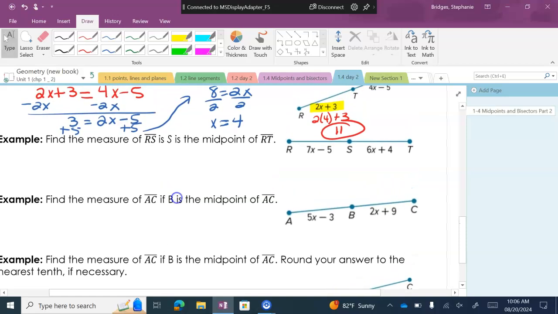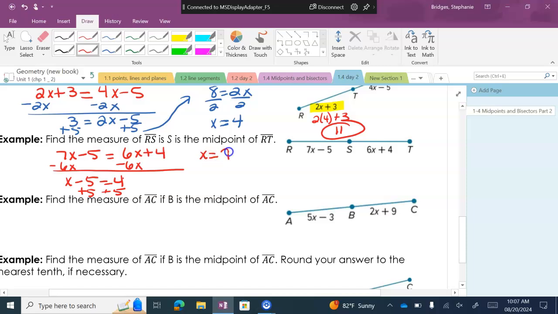Okay. What do we know about RS and ST since S is in the middle? The two small segments, what do we know about them? They're congruent, which means I'm going to set them equal. So I'm going to go 7x minus 5 equals 6x plus 4. That's going to be 1x minus 5 equals 4. I'm going to add my 5 over, and I get x equals 9.